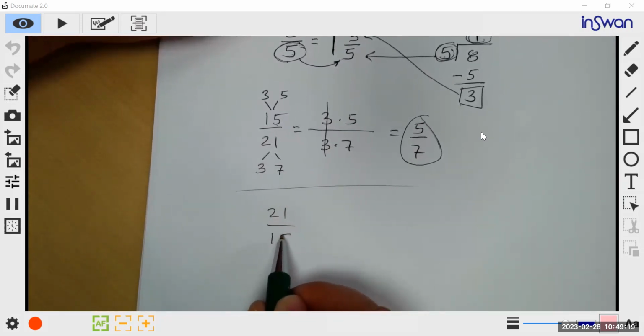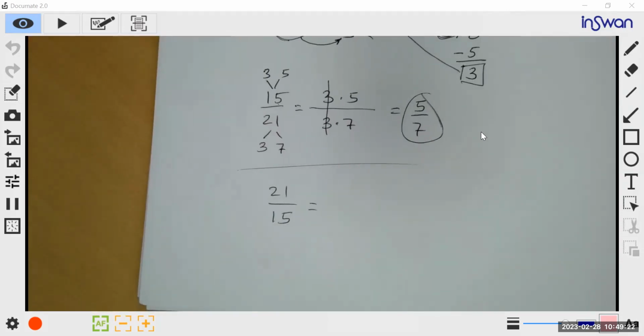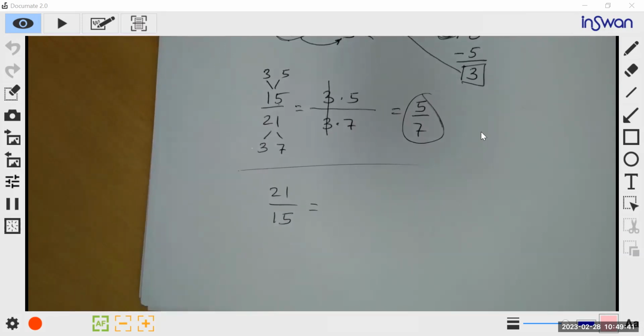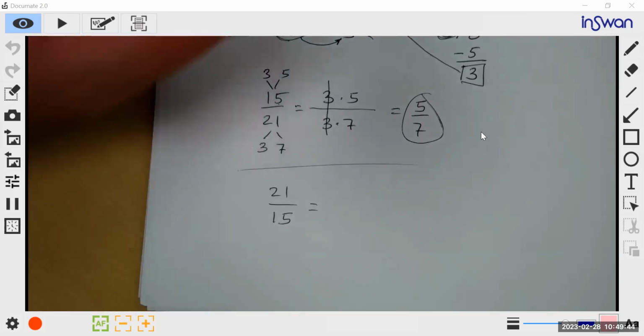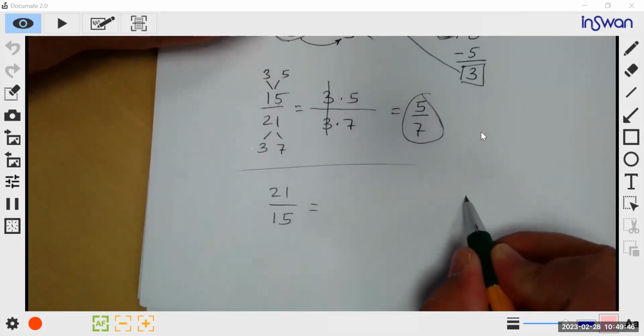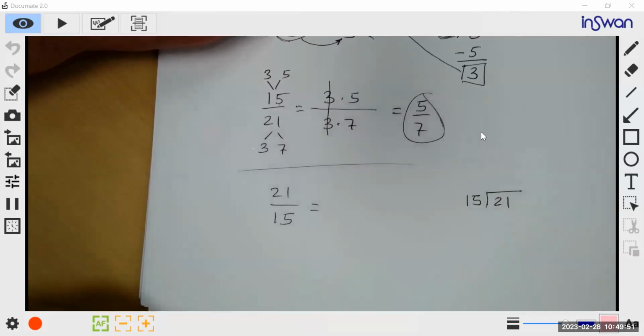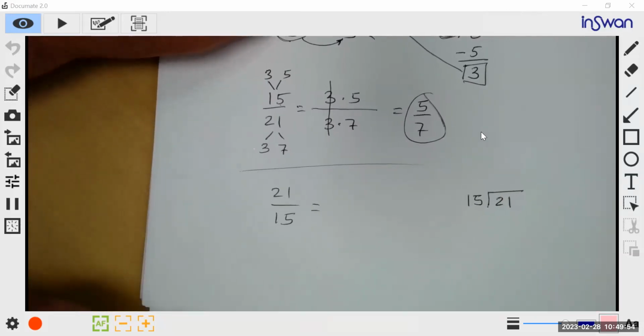Let's do it the way I should have done it earlier. What do we notice about this equation? The top number is bigger than the bottom. So it's an improper fraction. Since it's an improper fraction, we'll do it both ways.